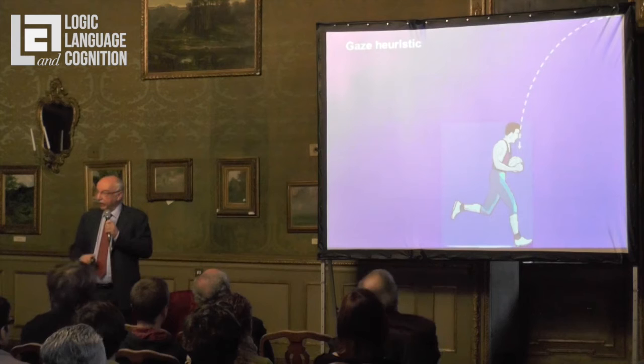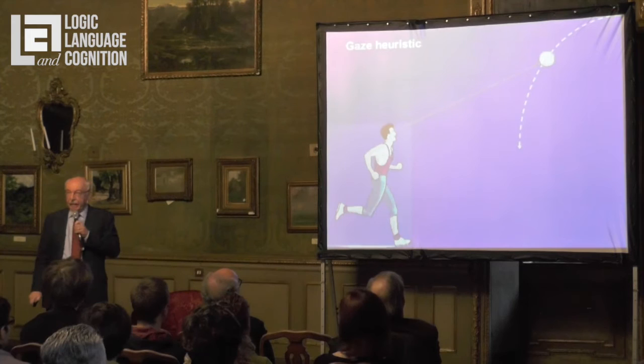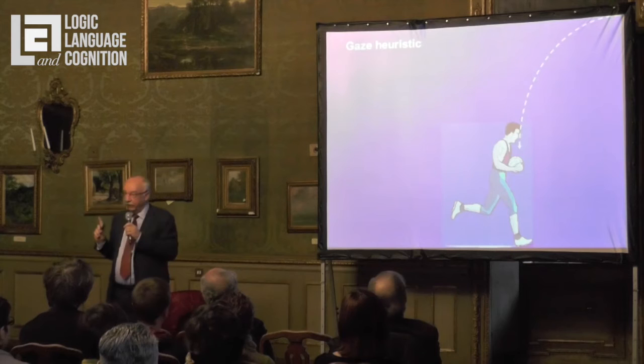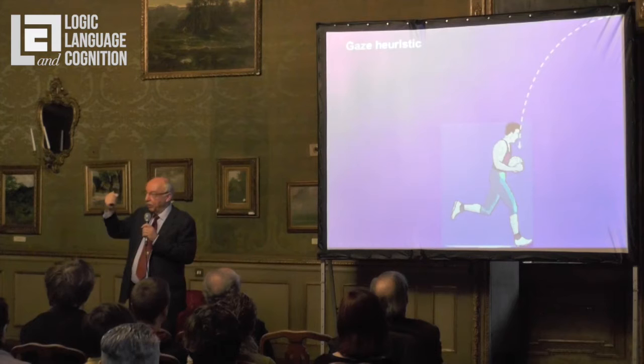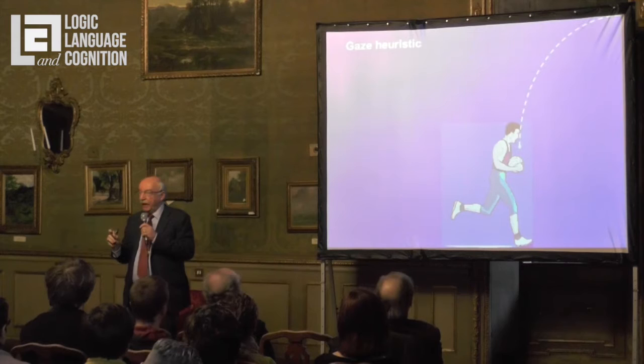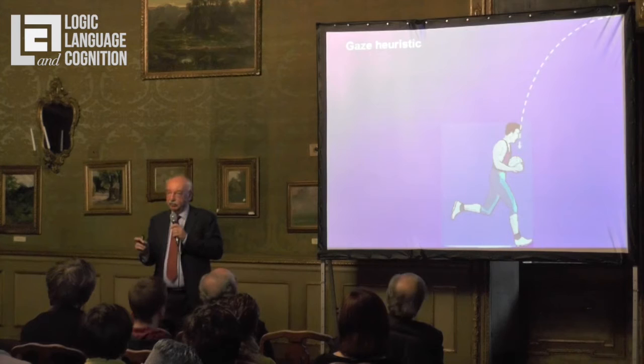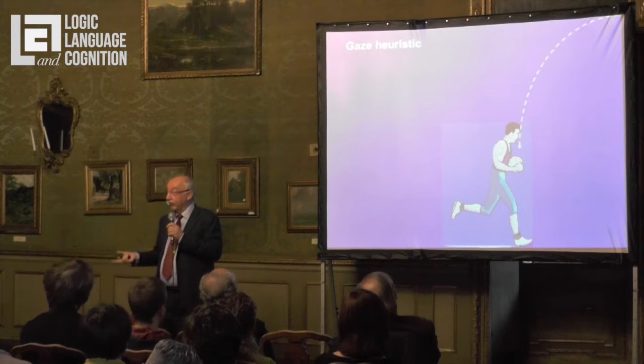The point is that the real player can ignore all the variables that you have seen in the equation and also those which are left out. By focusing on only one variable, the angle of gaze, the problem is solved. This is an example of a heuristic. It does the job faster. It is less subject to computational errors. And it actually solves the problem.